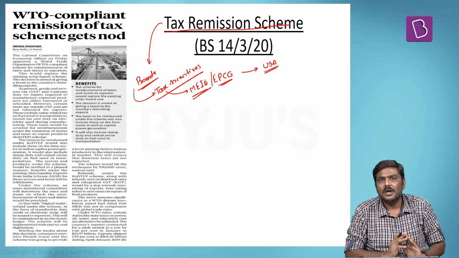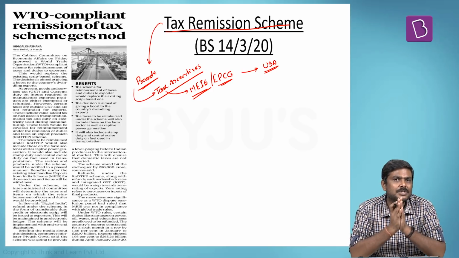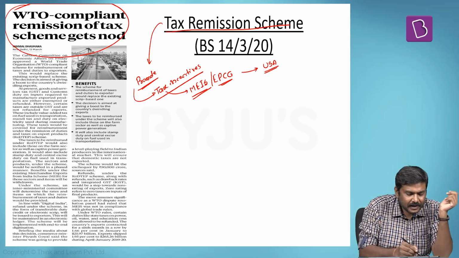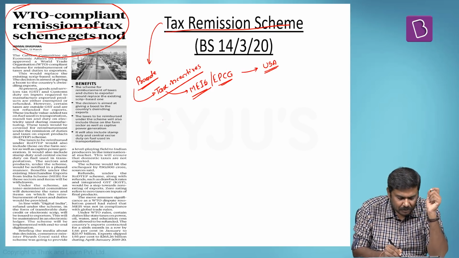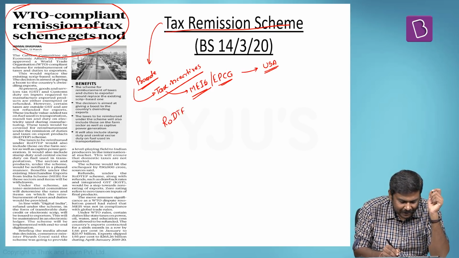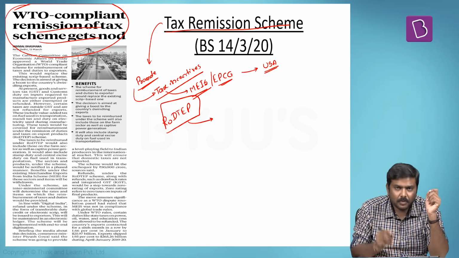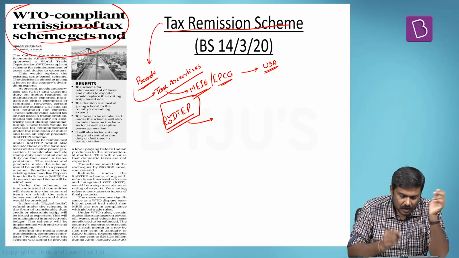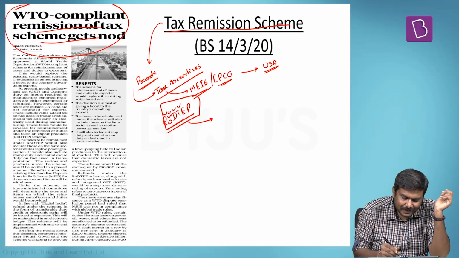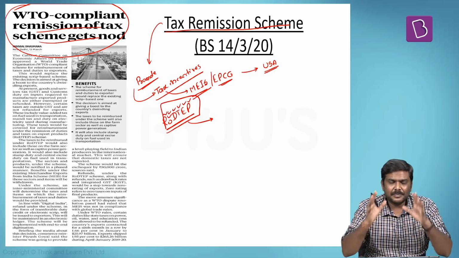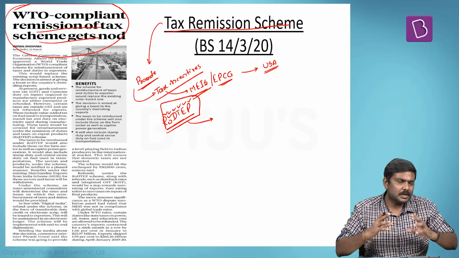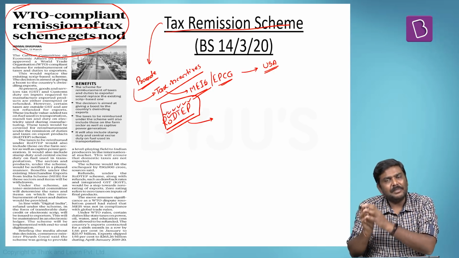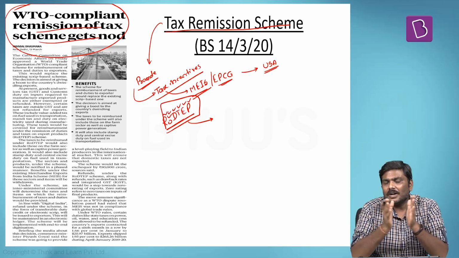Now, in order to replace these particular schemes, government of India has proposed a new WTO compliant remission of tax scheme by the name of RODTEP. Remember this? You will come across this in multiple newspaper articles. RODTEP stands for Remission of Duties and Taxes on Exported Products. That is basically those goods which are being exported. On these goods, the taxes will be remitted. So this is the basic idea for RODTEP.